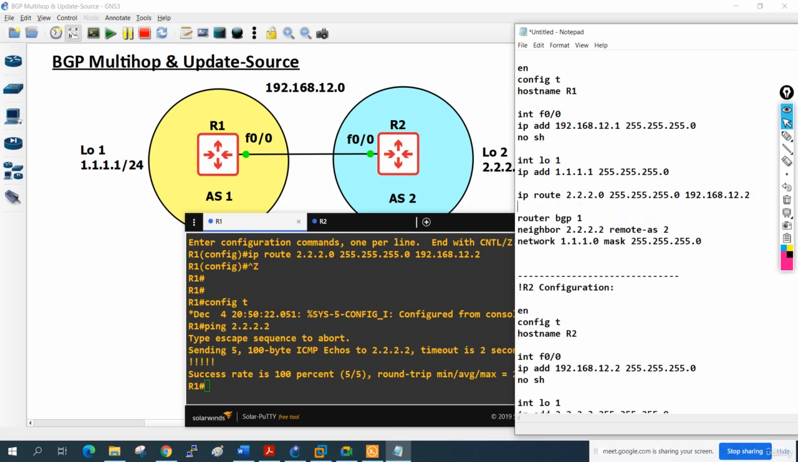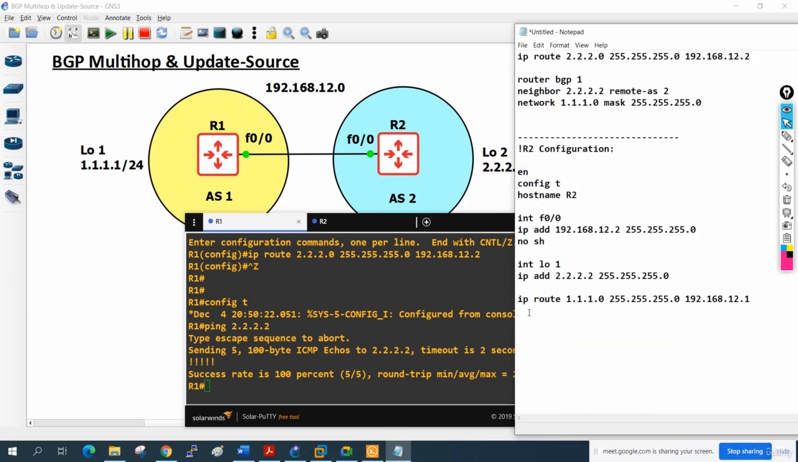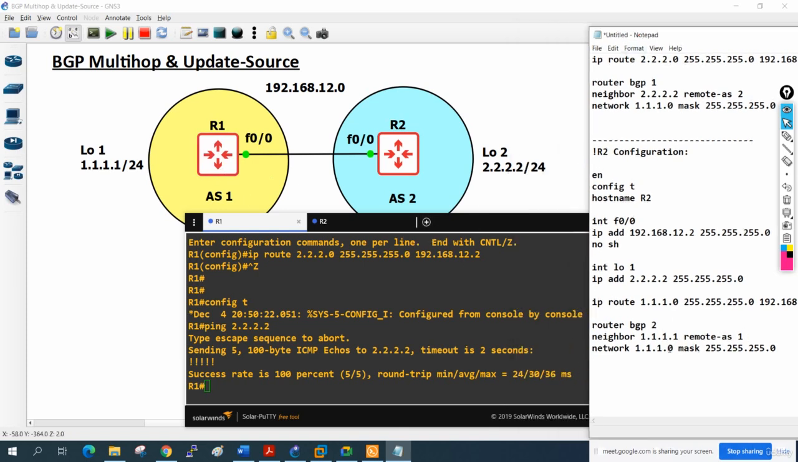Now we need to do a similar configuration in R2. So I will copy and paste it here and we will modify it. I am here in AS 2, so I will make this a 2, and my neighbor is 1.1.1.1. What is the AS here? 1. So I will make this a 1, and my own network is 2.2.2.0. So this way we will advertise our network.